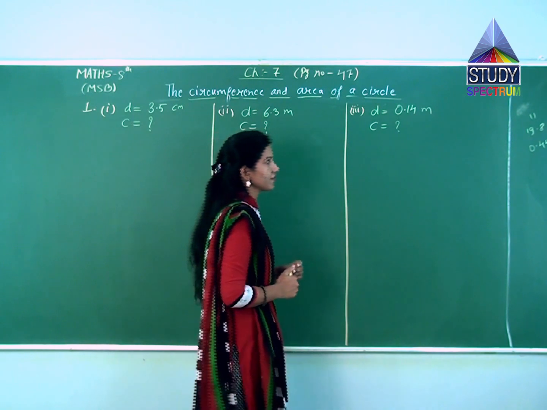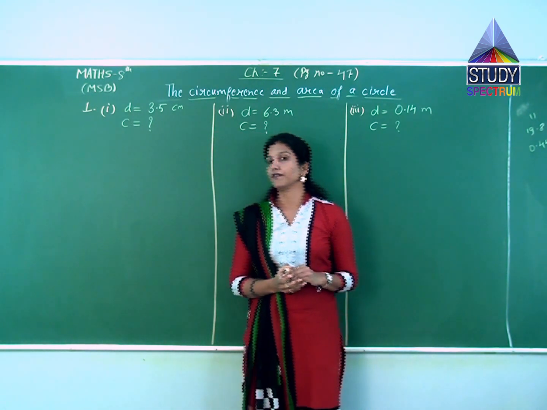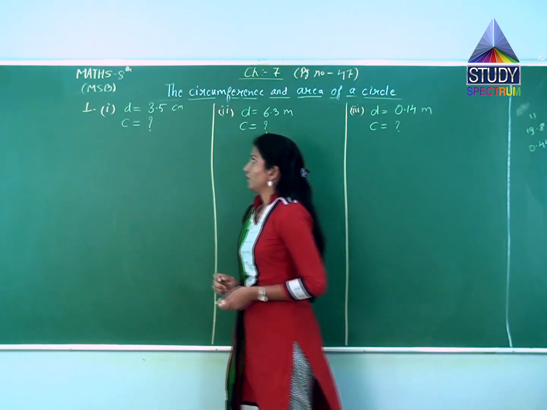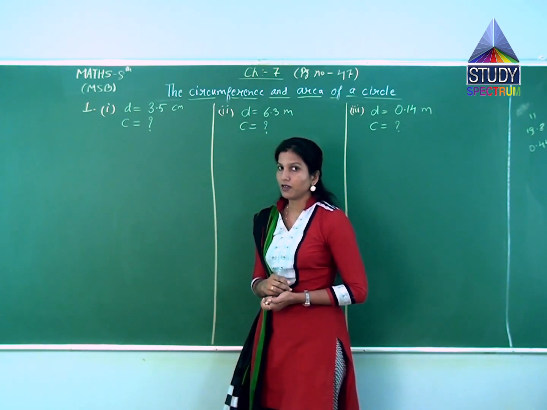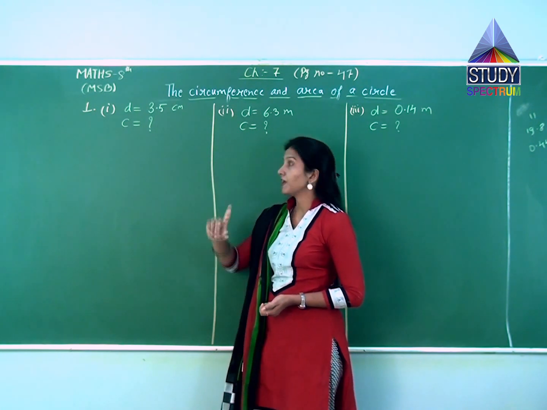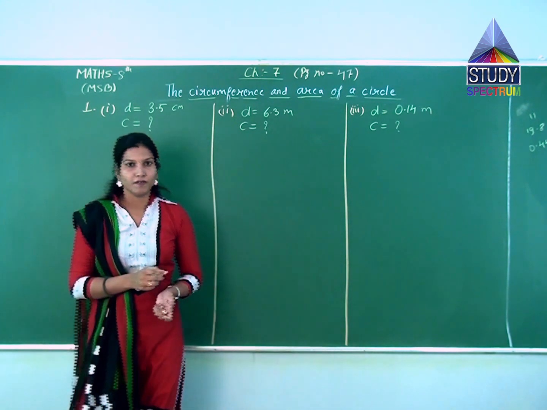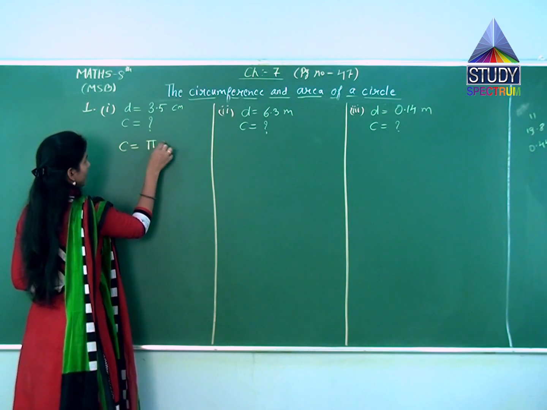In all three questions, we have been given the diameters and we have to find out the circumference of all three circles. So, what will we do? We would apply our formula for the circumference of the circle. But which formula? The formula having d in it, because we have been given the value of d. So, which formula would we put here? C is equal to pi d.